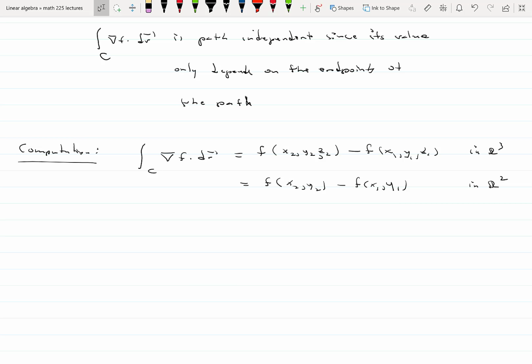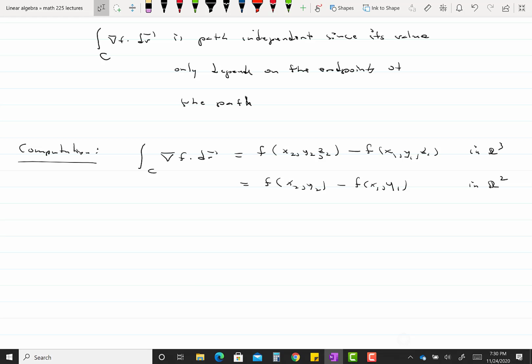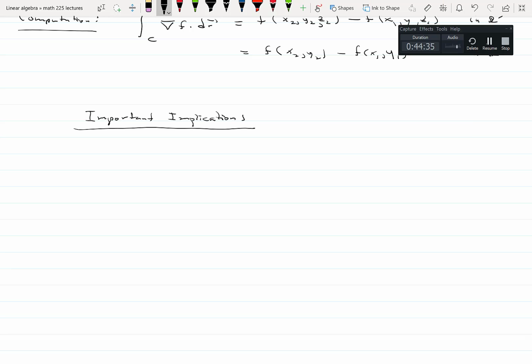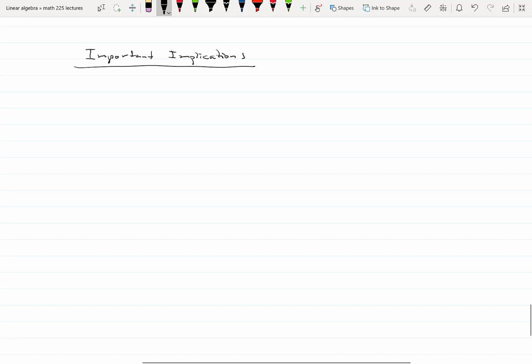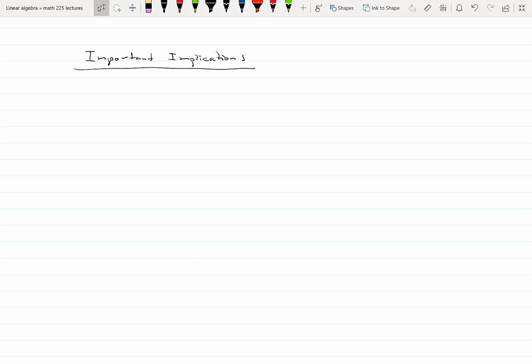What does all this mean physically? This is a very important concept of path independence. So let's talk about some of the implications. In general, when we move an object along a curve from point A to point B, we get a different amount of work than if we move the same object along a different curve under the influence of the same force.